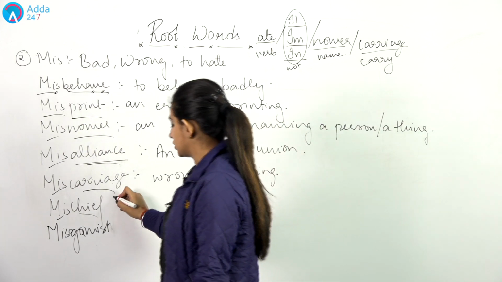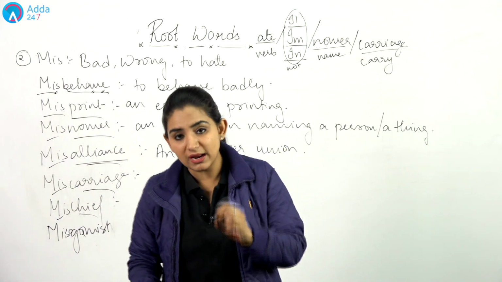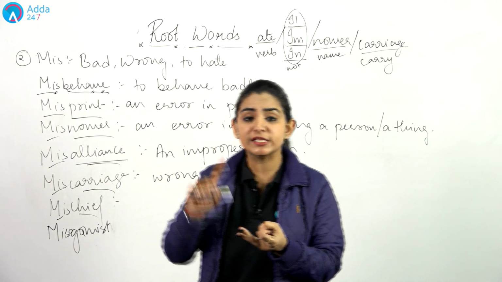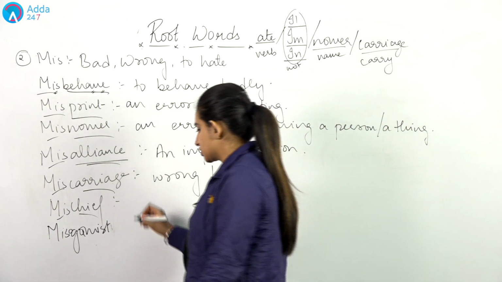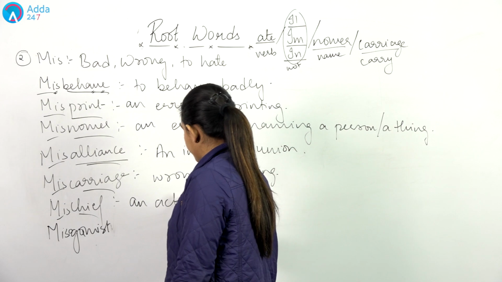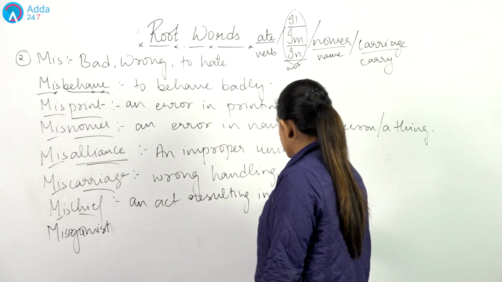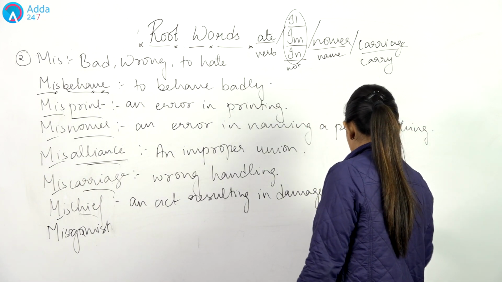Then we have the word mischief. Now mischief is an act that you performed, and through that act you can do a damage or cause injury to somebody or to yourself as well. So that is what we mean by mischief, an act resulting in damage or injury.